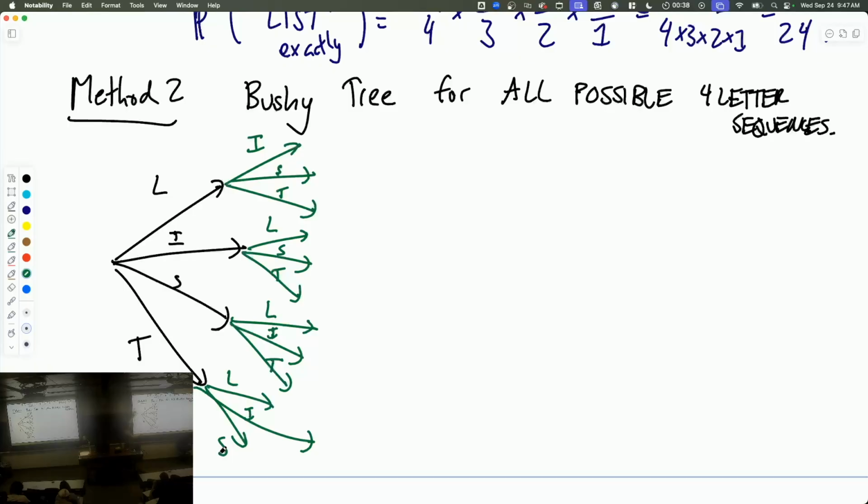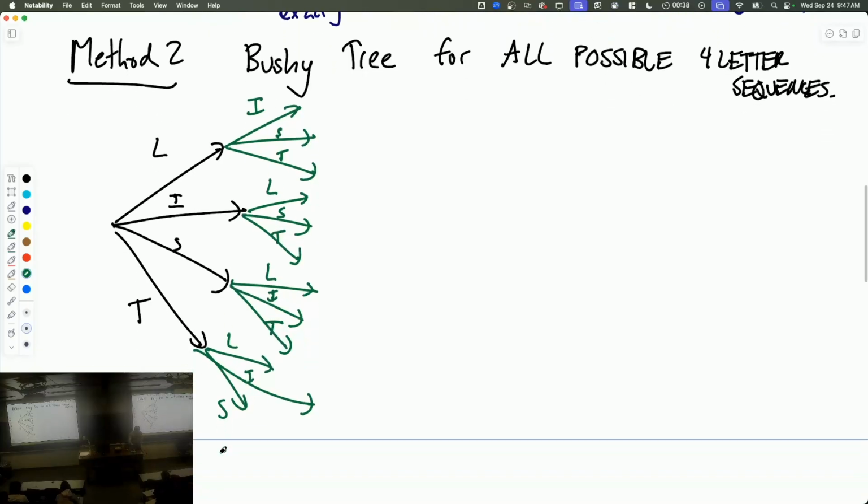And you can see why this is called the bushy tree, is already this tree is getting very large and very out of control. It's going to get even more out of control in one second. But you can count how many branches are on this tree so far by multiplying. So you see there were 4 branches in the first level and 3 branches in the next level. So 4 times 3, so far there's 12 branches.